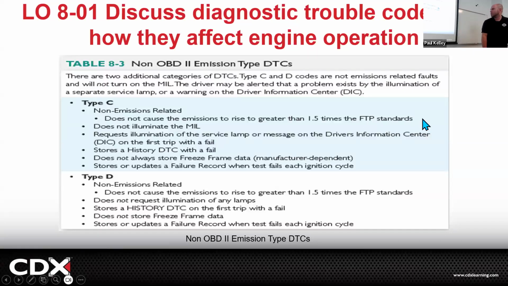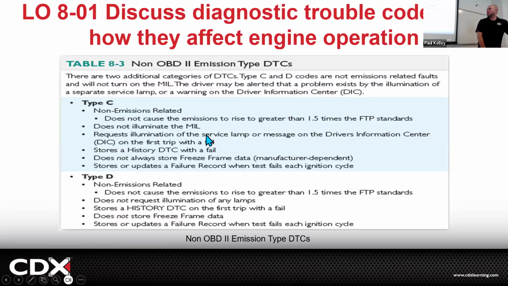Okay, I previewed you with that. I actually forgot this was on here, so I thought I had to do it from memory, but now you can read it. Okay, what the heck is the FTP? Federal Test Procedure. So when the vehicle is sold as like a super ultra low emissions vehicle, they do a federal test procedure, and then they certify it. Yes, this is in fact a super ultra mega duper ultra low emissions vehicle, right? But if it's going to exceed 1.5 times that certification, boom, the mill has to be on. These codes do not cause the emissions to rise greater than 1.5 times the FTP standards, so they don't illuminate the mill.